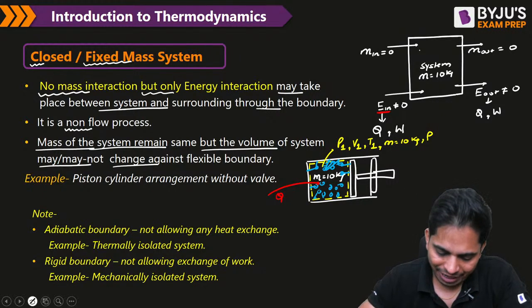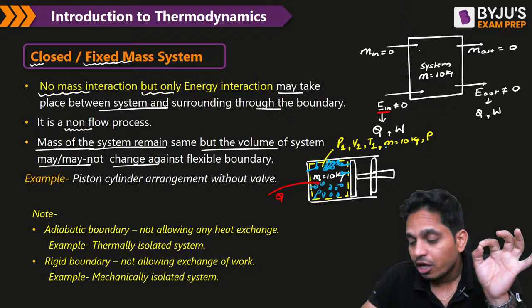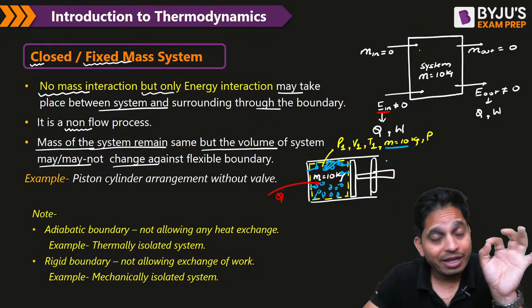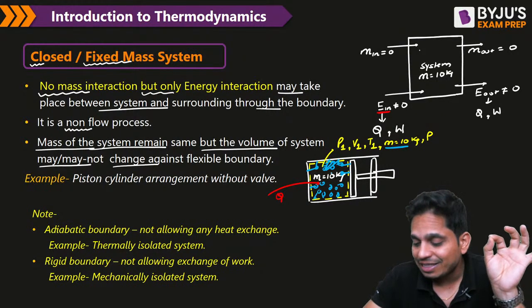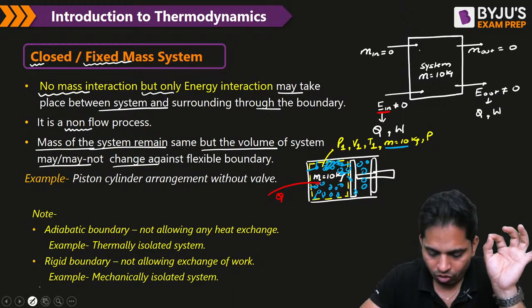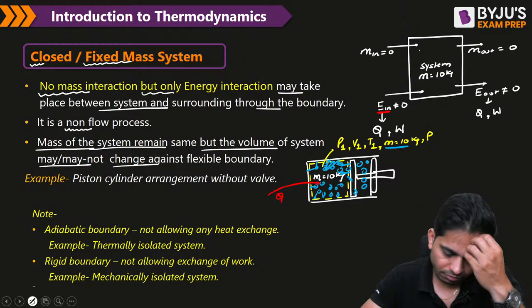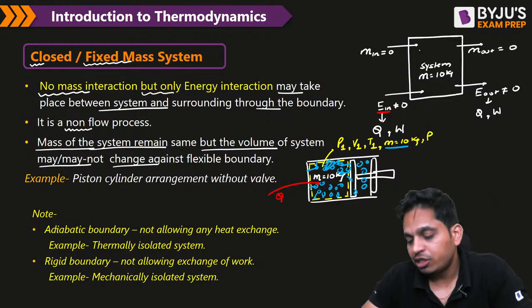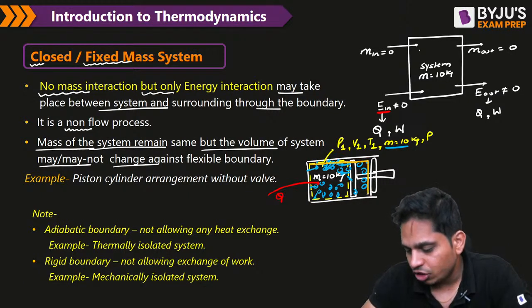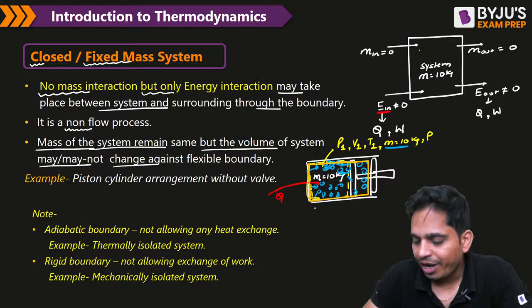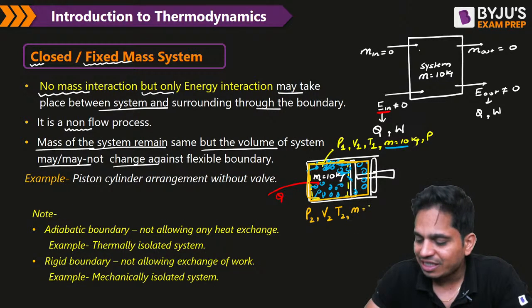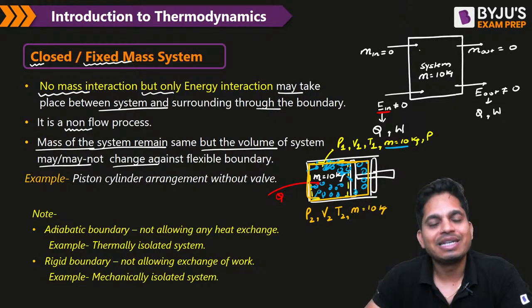Now when the piston comes here, the same 10 kg gas, gas has not entered, will start occupying the whole of this volume. Now the system boundary will be this one. This is your system boundary. So the pressure will also change, volume has increased to V2, temperature will also change, but mass remains 10 kg itself.